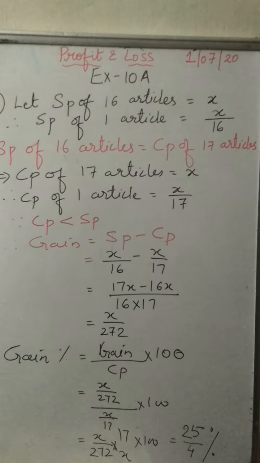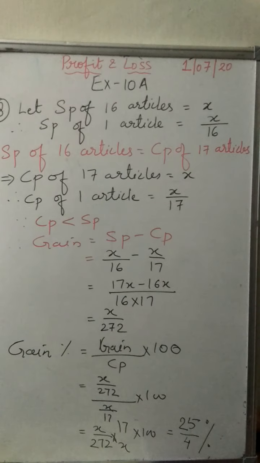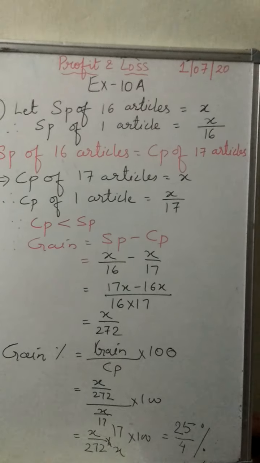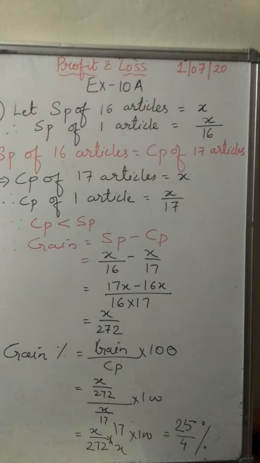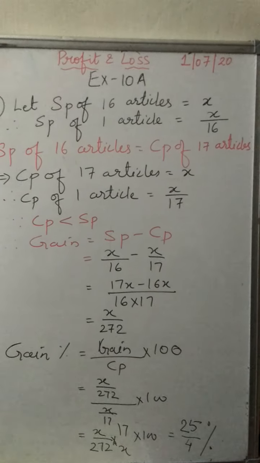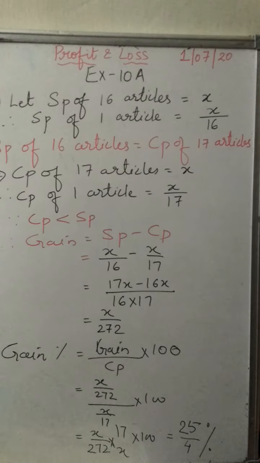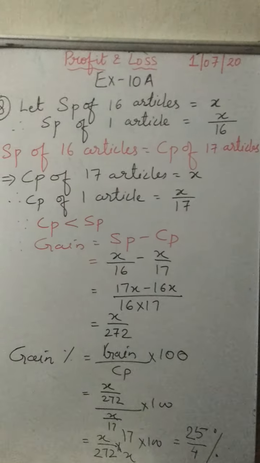So let us start from question number 8, that is, if the selling price of 16 water bottles is equal to the cost price of 17 water bottles, then find gain percent earned by the dealer. So come on, let us do this question.